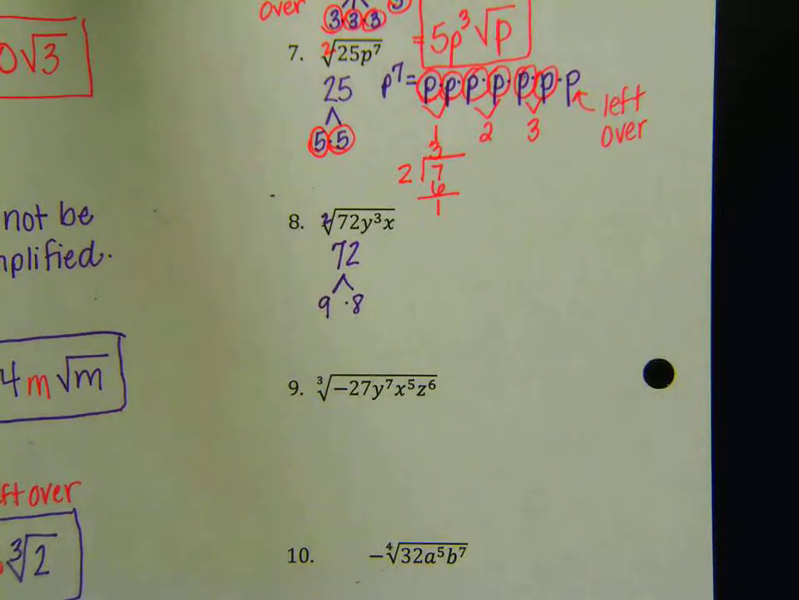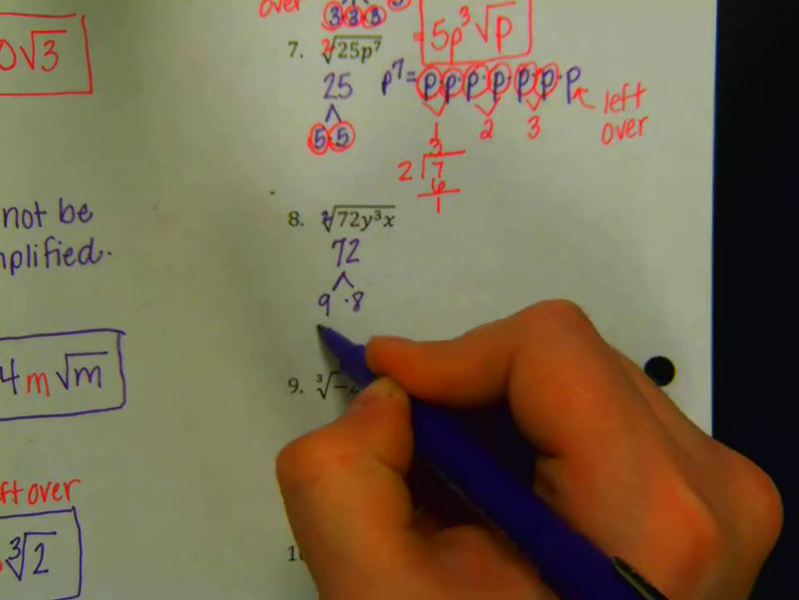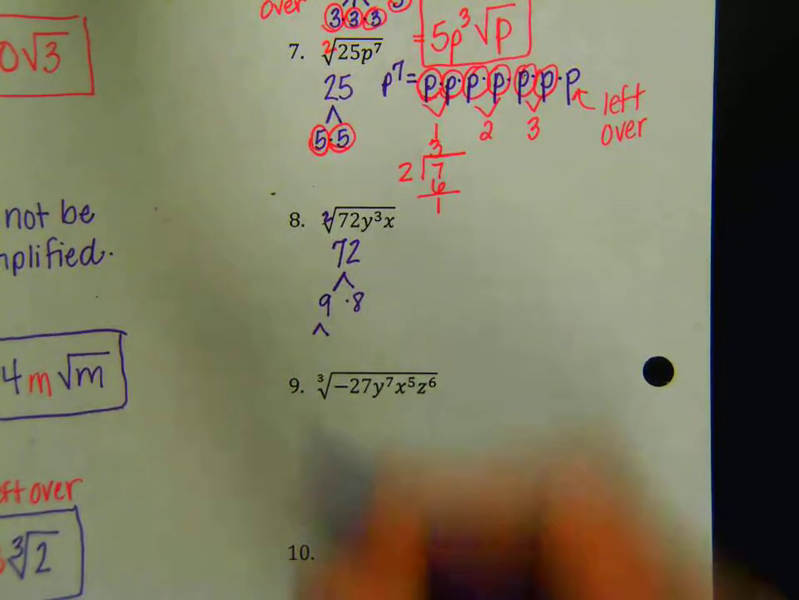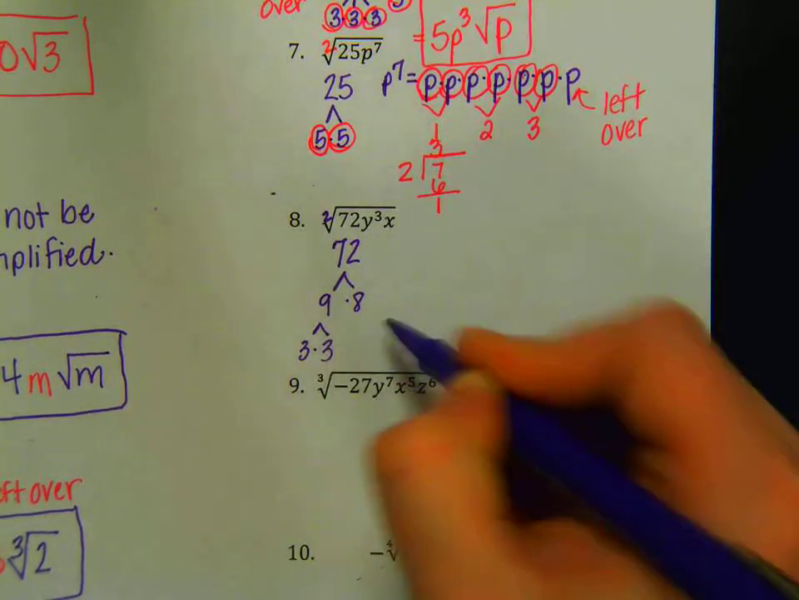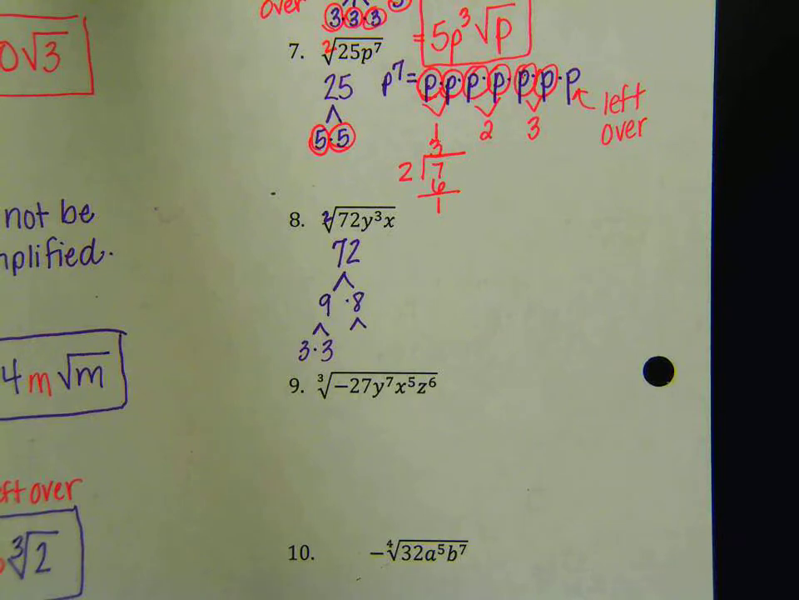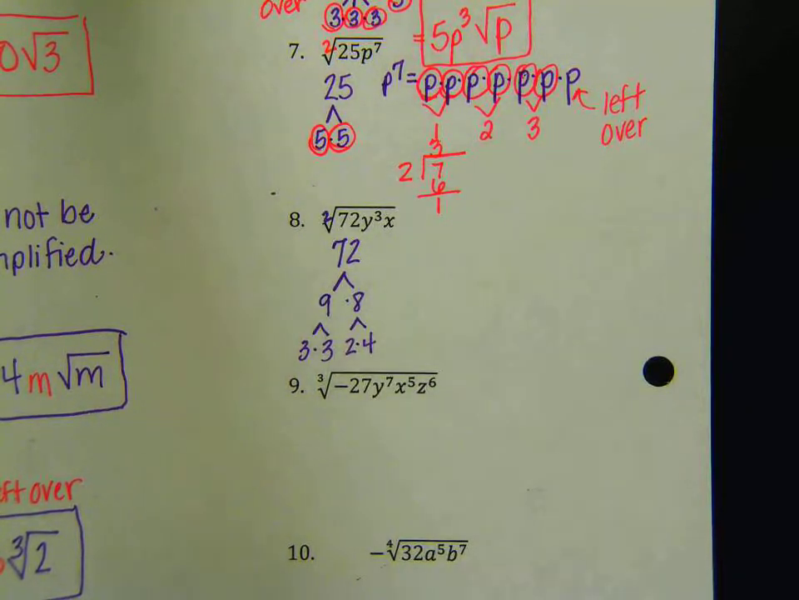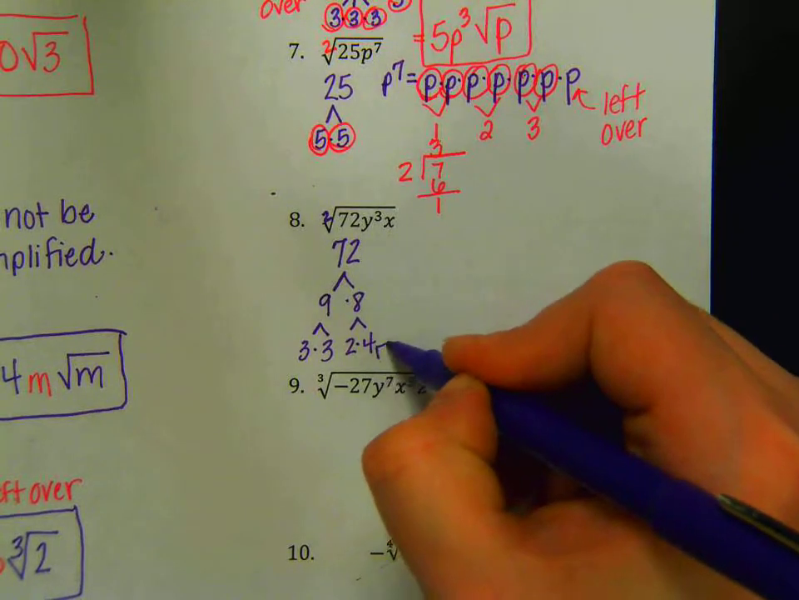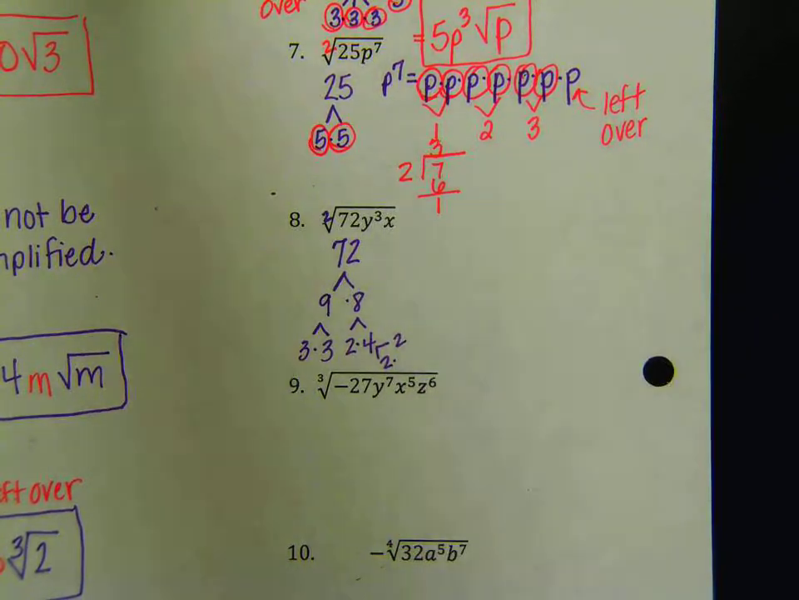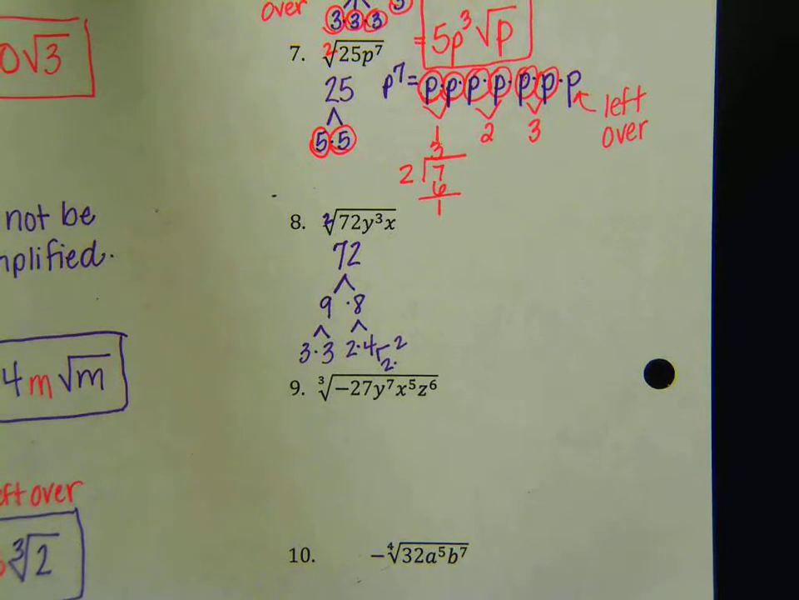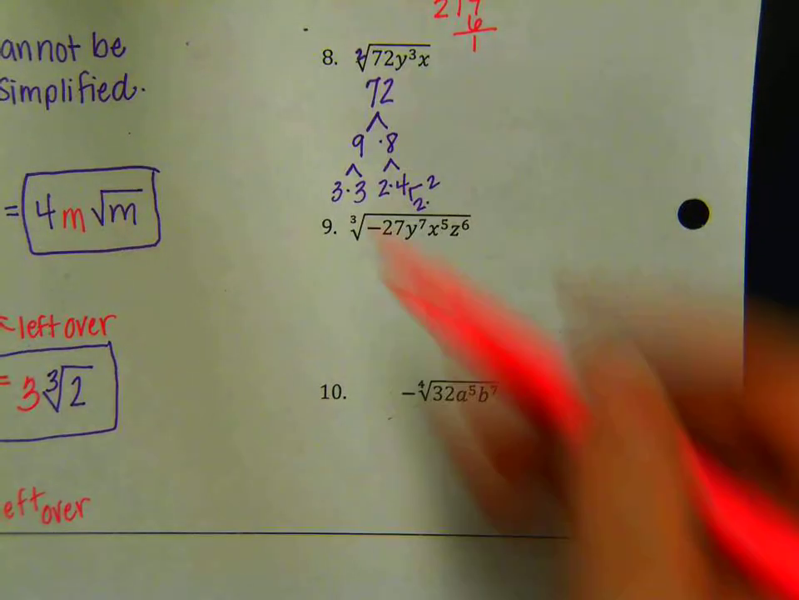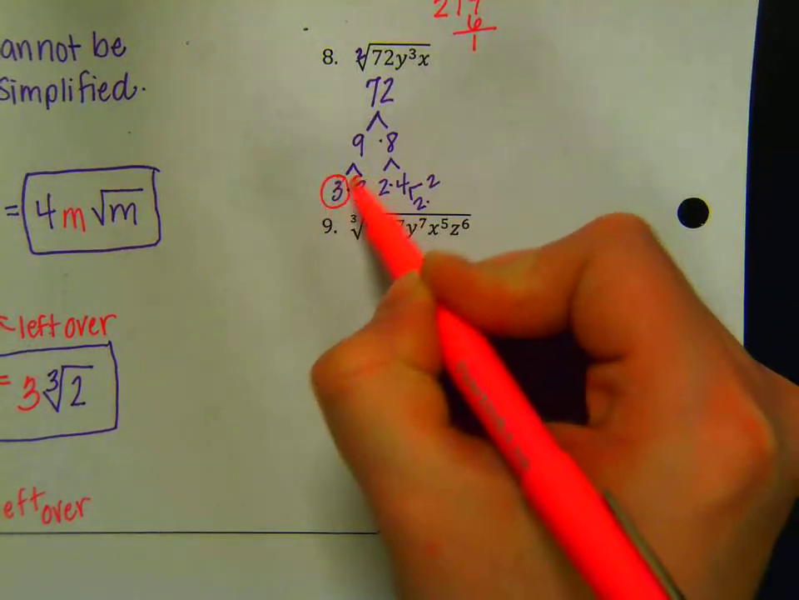9 can be split up as what 2 things? 3 and 3. And 8 can be written as 4 and 2. And then 4 can be written as 2 and 2. I kind of ran out of a little bit of space. I'm looking for sets of 2 because I have an index of 2. So I have 2 3s, and here's 2 2s.